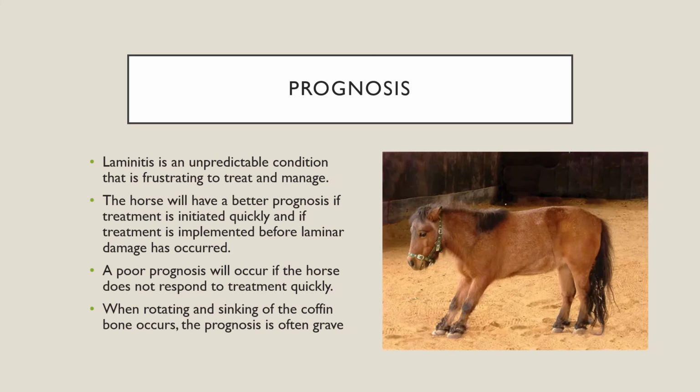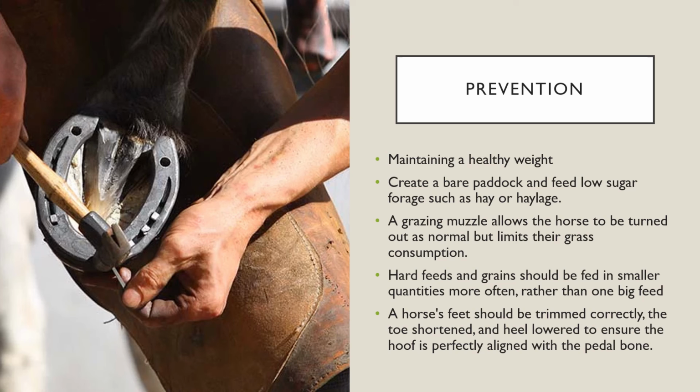The best way to deal with laminitis is preventing the causes under your control. These include maintaining the horse at a healthy weight, as obesity is a major factor in laminitis, creating a bare paddock and feeding low-sugar forages such as hay or haylage. A grazing muzzle allows the horse to be turned out as normal but limits their grass consumption.